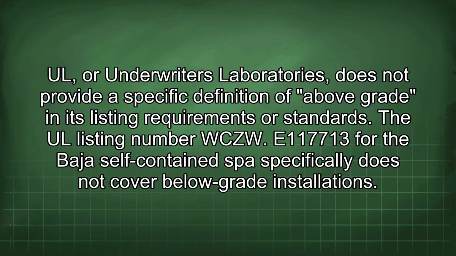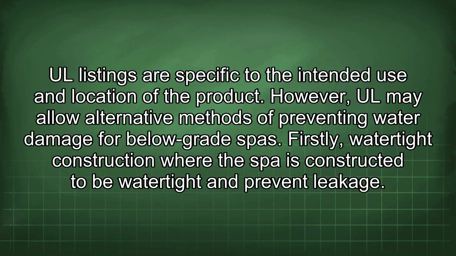UL, or Underwriters Laboratories, does not provide a specific definition of above grade in its listing requirements or standards. The UL listing number WCZW E117,713 for the Baja self-contained spa specifically does not cover below-grade installations. UL listings are specific to the intended use and location of the product.